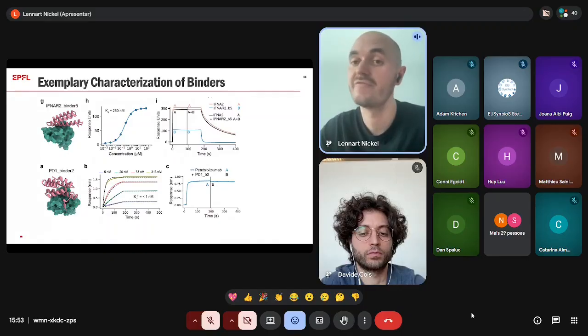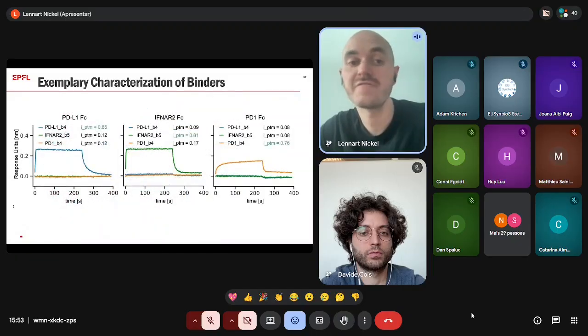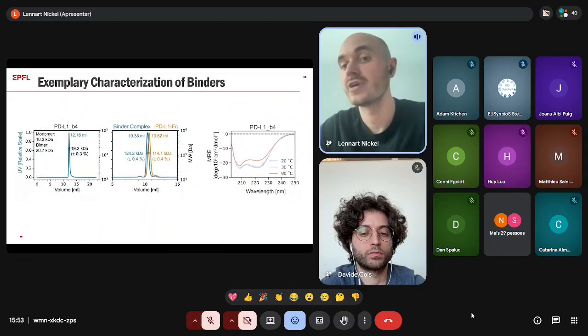I have to say that so far, I have not yet had a binder that bound at a different spot, as I found out. So I'm quite positive, but it's always good to check. You can obviously check for off-target binding by doing it against similar receptors, and you can probe their oligomeric behavior. We see that quite some of our binders are dimeric, but they bind as monomers. So this is quite an interesting phenomenon.